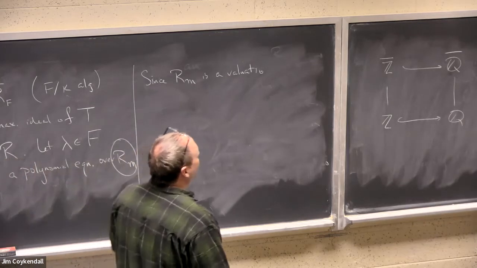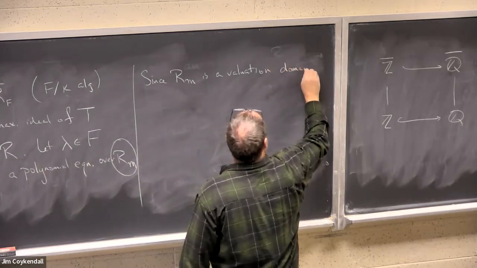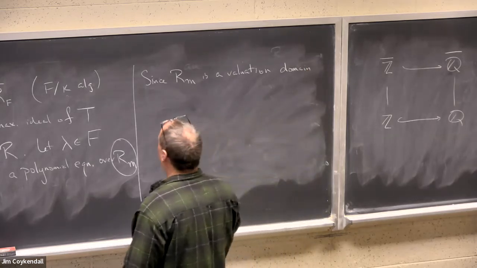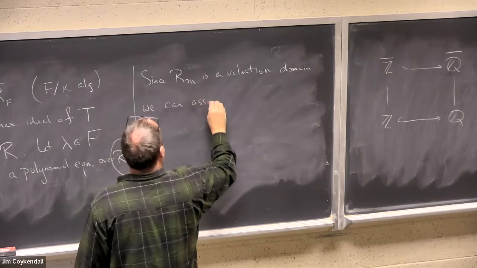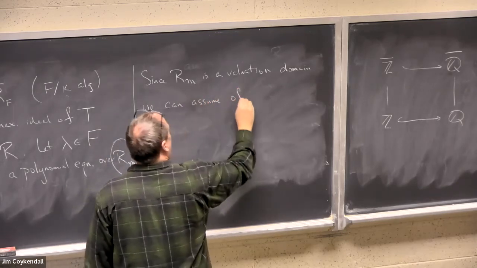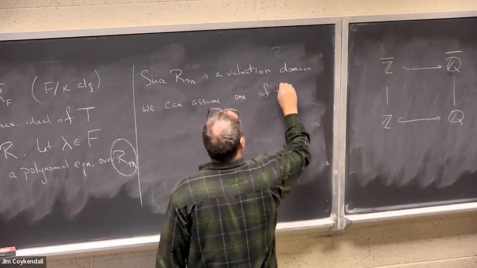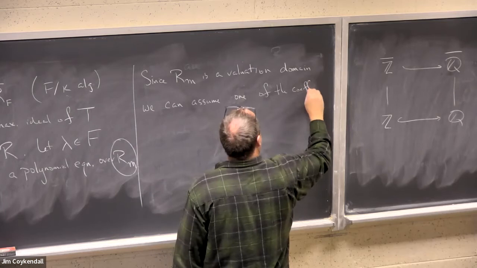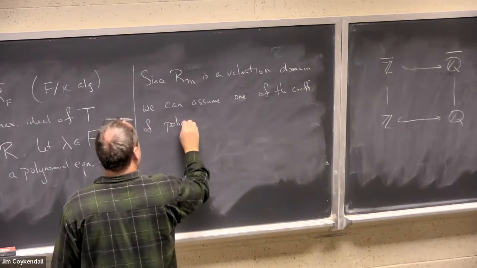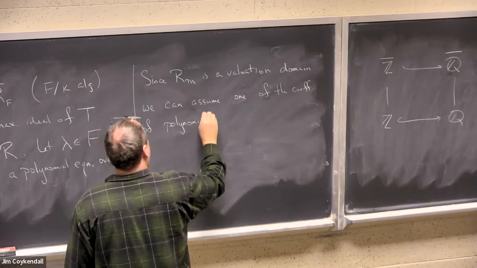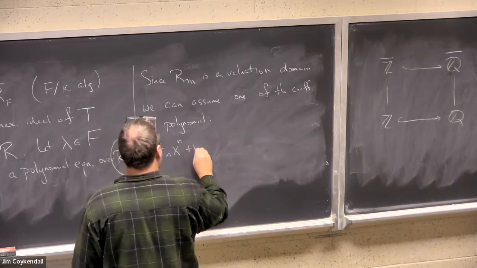So since R localized at M is a valuation domain, we can assume the coefficients of the polynomial. Here's my polynomial that lambda's a root of.